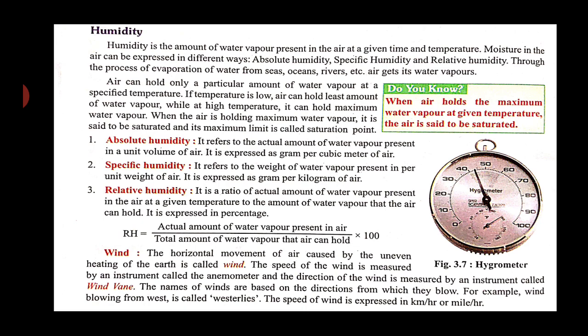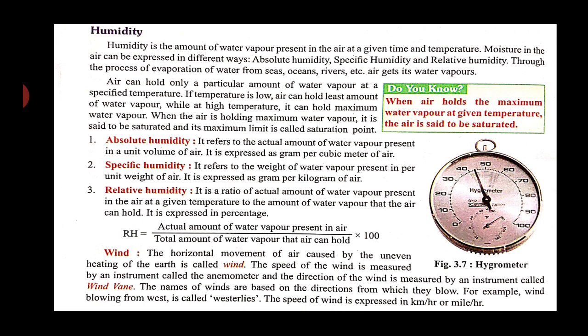Moisture in the air can be expressed in different ways. Now what are the different ways to explain humidity? Means types of humidity. Now the first is absolute humidity. Absolute humidity refers to the actual amount of water vapor present in a unit volume of air. It is expressed in gram per cubic meter of air.